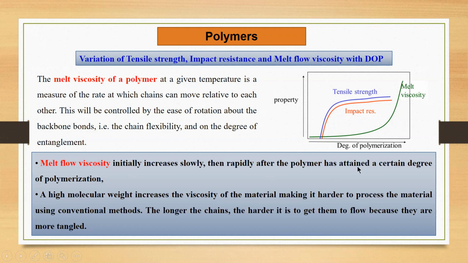As you can see from this green line, melt flow viscosity initially increases slowly, then rapidly after the polymer has attained a certain degree of polymerization. A high molecular weight increases the viscosity of the material, making it harder to process using conventional methods. The longer the chains, the harder it is to get them to flow because they are more entangled. So this green line clearly indicates that there is a slow increase initially, and then after it has attained a certain DOP and molecular weight, it suddenly increases.